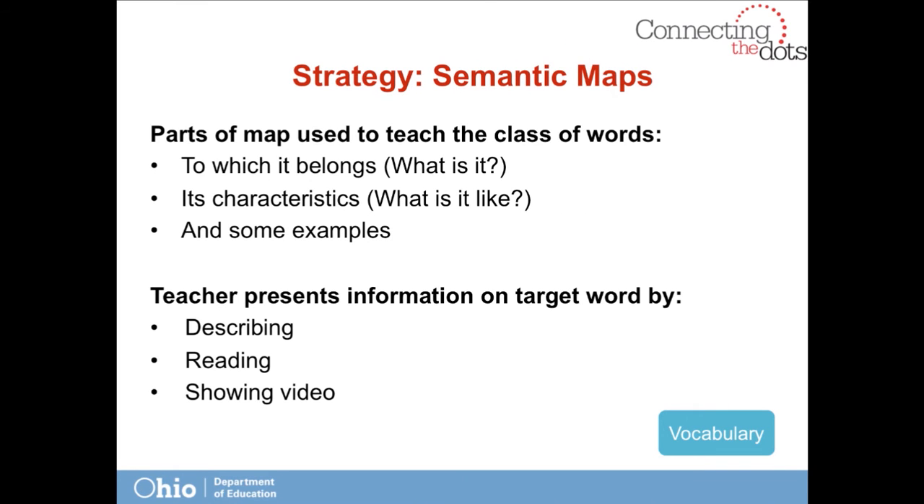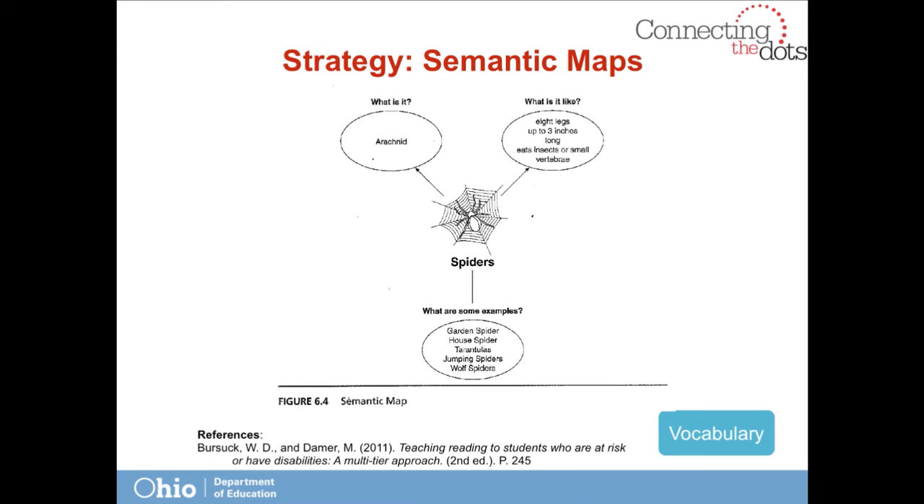Teachers help students form classification for words and also explicitly teach the target word through a variety of activities. Here is one example of a semantic map, also called a concept or mind map. The main concept is spiders. The category is defined: arachnid. The attributes of spiders are listed, what they are like. Examples show what else belongs in the category.